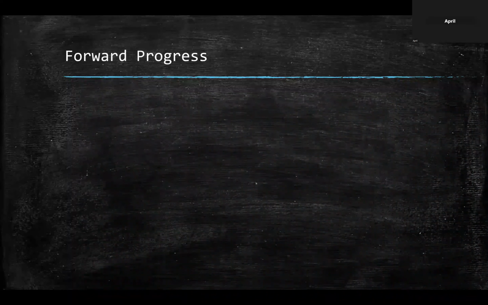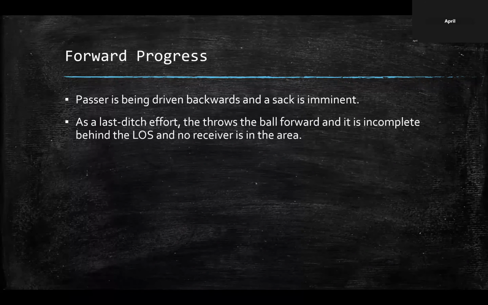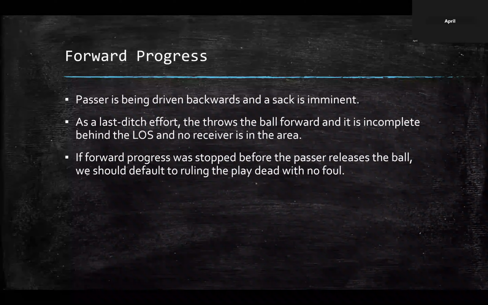Okay, there's a forward progress consideration here. And this is only going to be for the referees. If the passer is being driven backwards and the sack is imminent, and as a last-ditch effort, the quarterback throws the ball forward and it's incomplete behind the line of scrimmage, no receiver in the area, let's try and think about ruling this dead on forward progress.